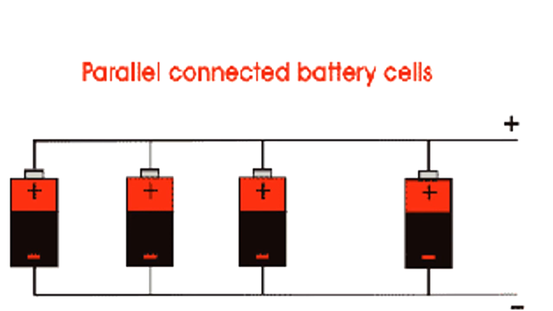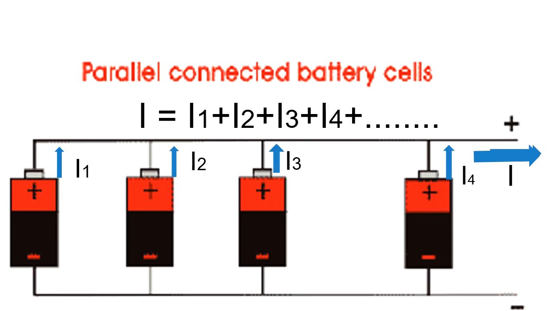That is, if the total current of the combination is I, then I will be equal to I1 plus I2 plus I3 plus I4 and so on, where I1, I2, I3 and I4 are the currents of the first, second, third and fourth battery respectively. That is, we connect batteries in parallel when we want to increase the total current of the circuit.